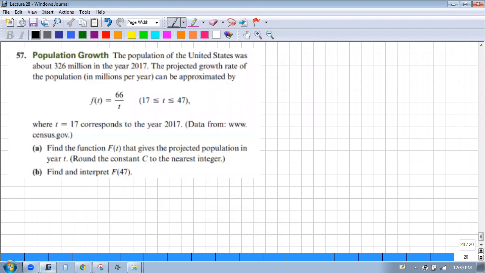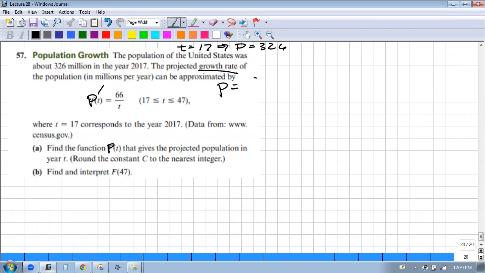All right, the population of the U.S. was 326 million in the year 2017. So t equals 17 means P is 326. The projected growth rate can be approximated by this function. I'm going to call this P prime again, where t equals 17 is year 2017. Find the function P of t that gives the projected population in year t. Round the constant C to the nearest integer.